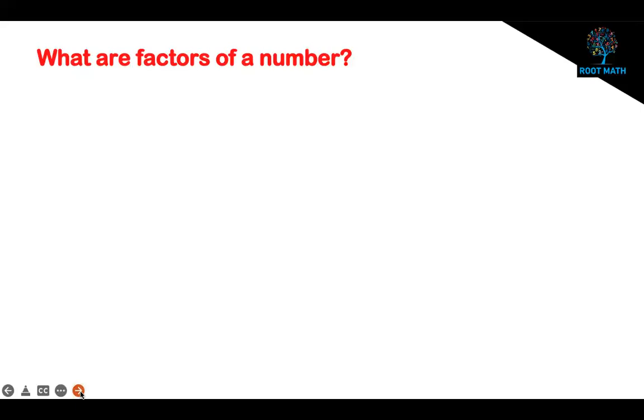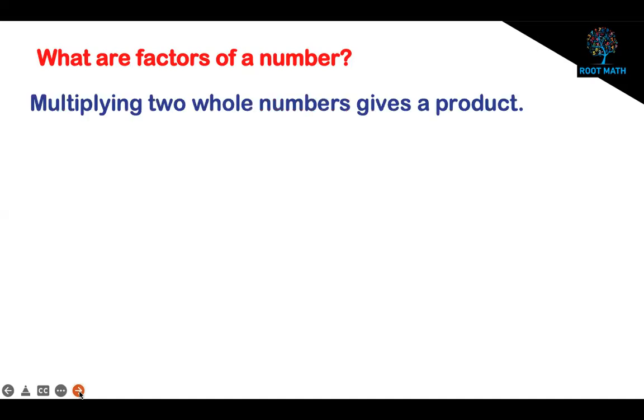First, you want to know what the factors of a number are. By multiplying two numbers, we get a whole number. The answer you are getting is known as the product number. For example, 7 multiplied by 3 gives you 21. This 21 is known as the product number, and 7 and 3 are known as the factors of 21.